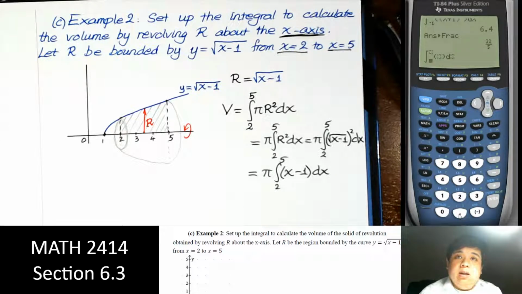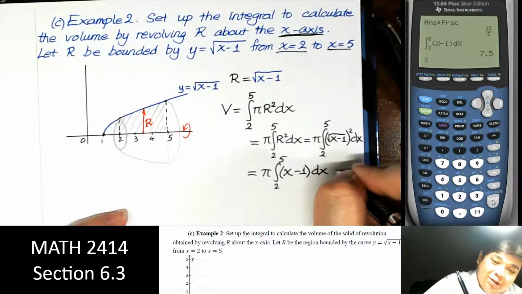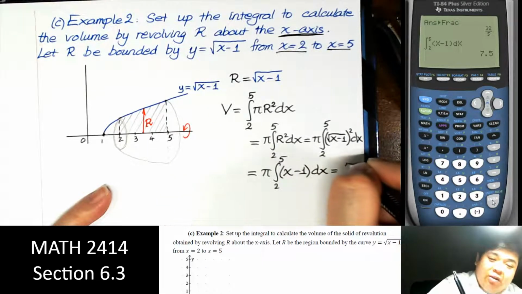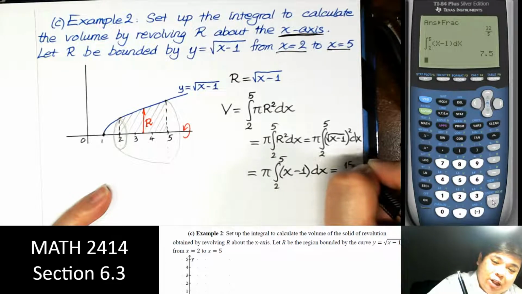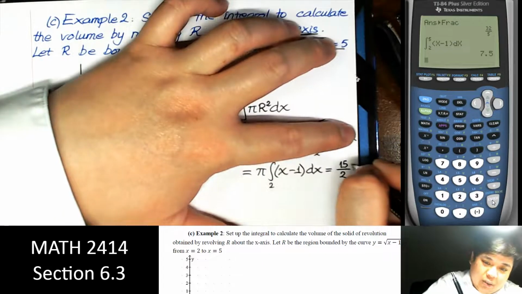So that's simple enough. I should integrate this, so that's 15.5. I'm sorry, 7.5, meaning 15 over 2. That integral, and we stick a pi to it.